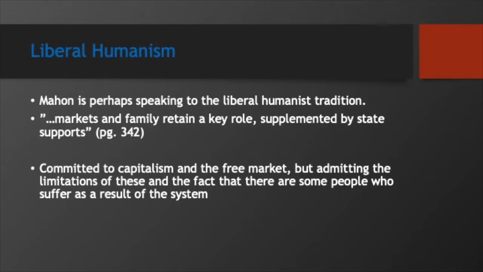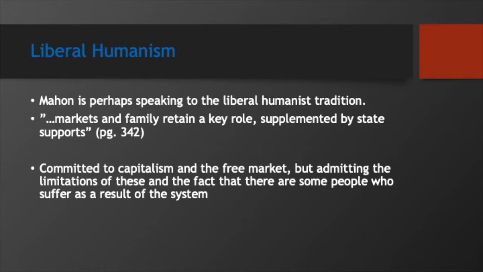Liberal humanism is very much foundational in Canadian social policy and really in global social policy from about the post-war era. Here we see this idea that the market and the family still play a central role in providing resources for people, caring for members of their family, providing income and guidance, but we also see the state start to play a role.